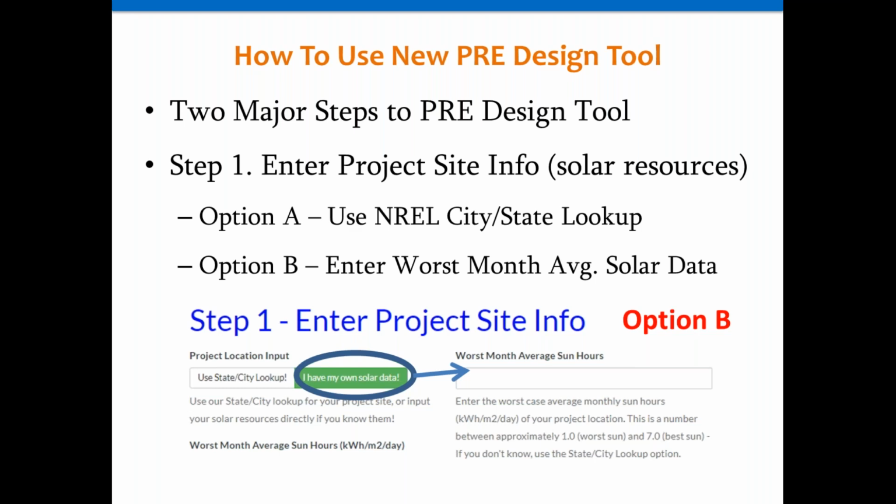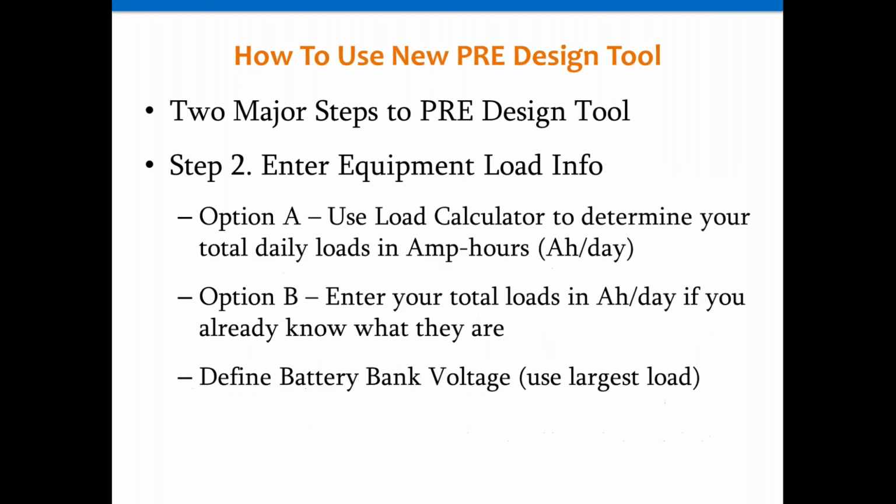Now, important that the solar installation data that's entered needs to be the worst month average sun hours. So again, if you're in the United States, typically that's going to be the average sun hours for the month of December. If you're in other locations throughout the world, that may be a different time period.